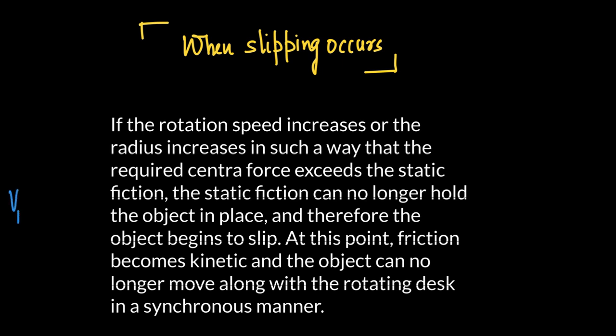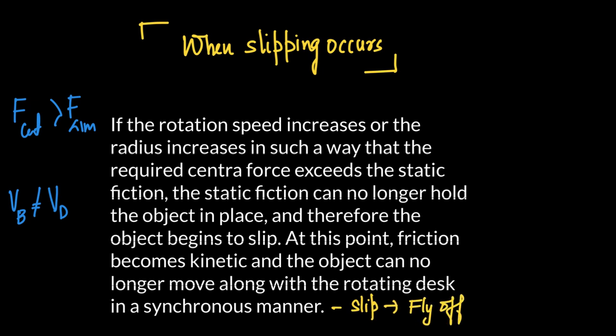It means that the velocity of the beaker will now no longer be equal to the velocity of the disk. Under which condition? When the centripetal force is greater than the limiting friction. At this point, friction becomes kinetic, right? And the object can no longer move along with the rotating disk in a synchronous manner. In fact, it will slowly slip on the disk, and then it will fly off in a tangential manner.